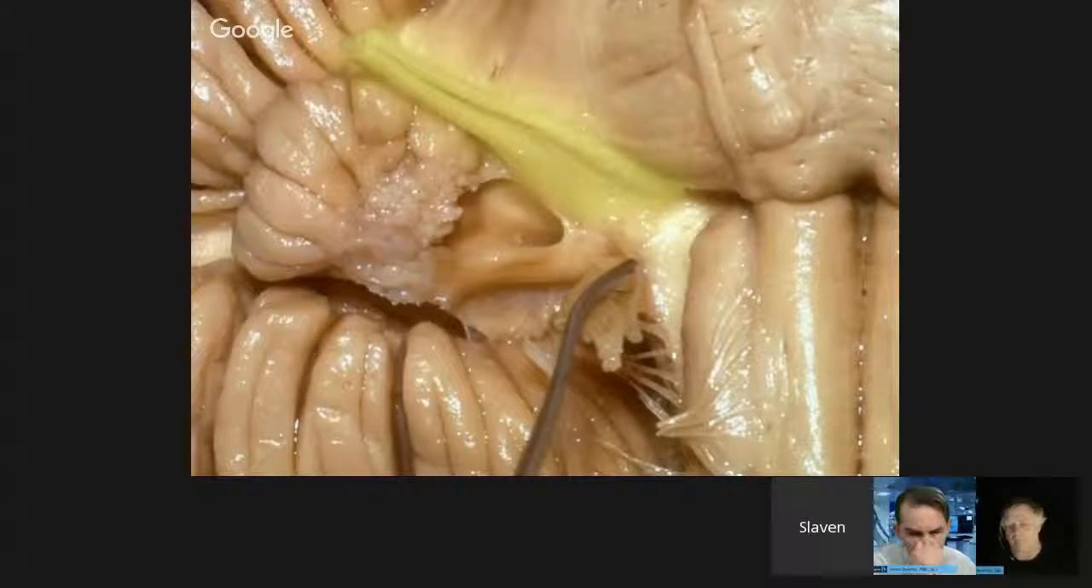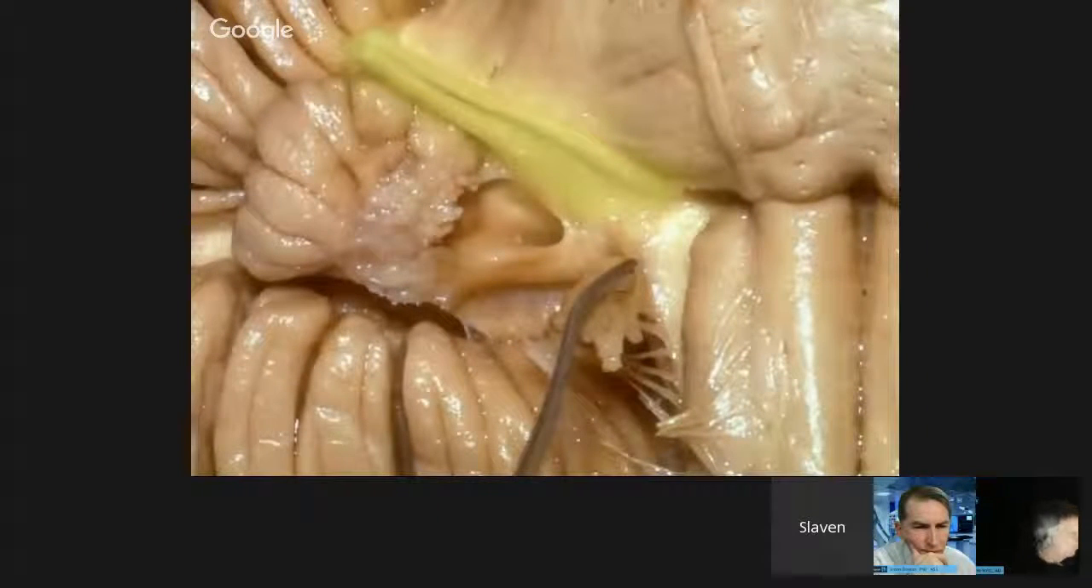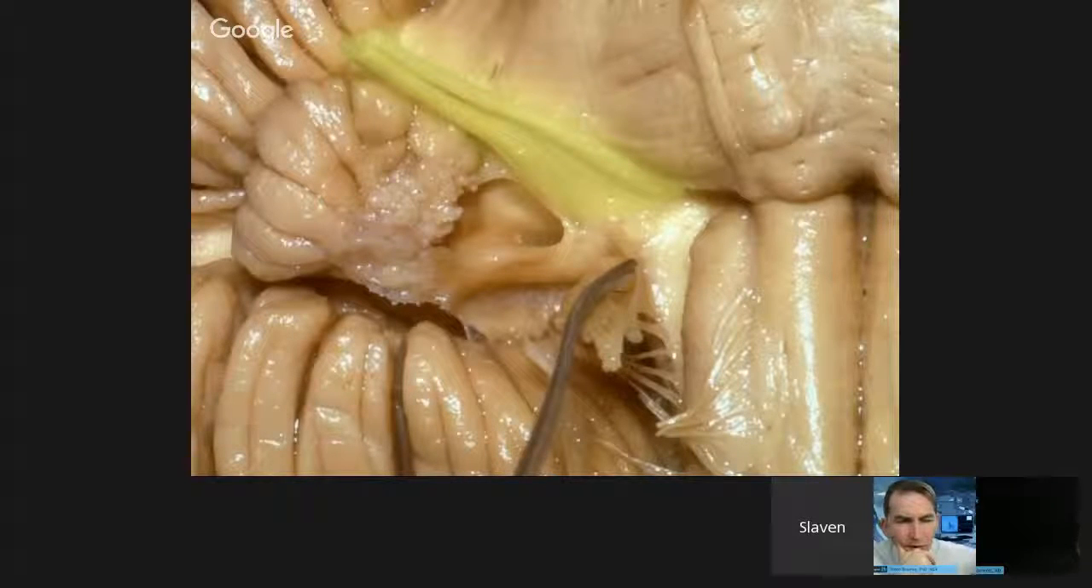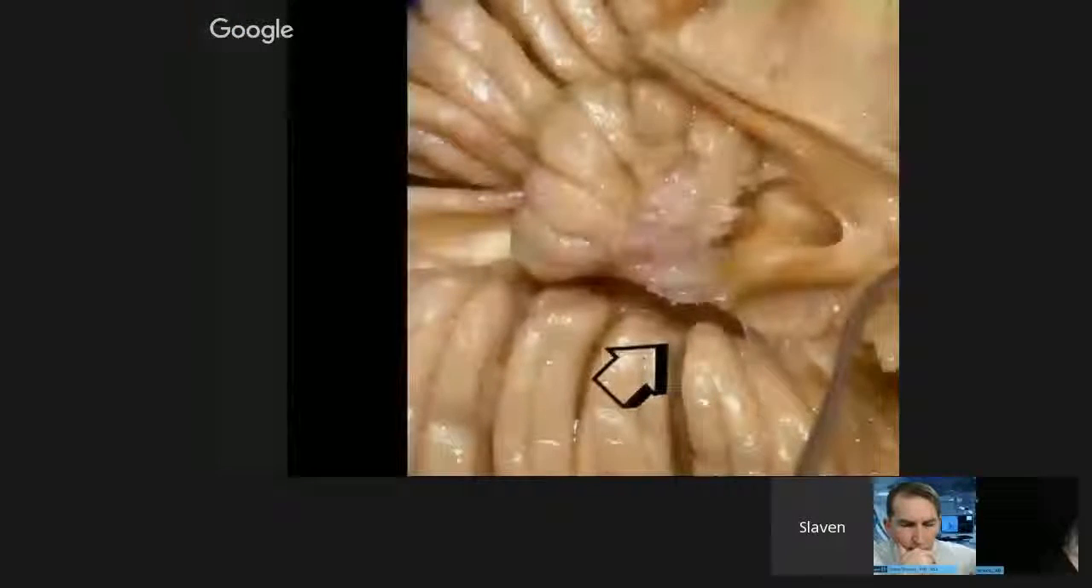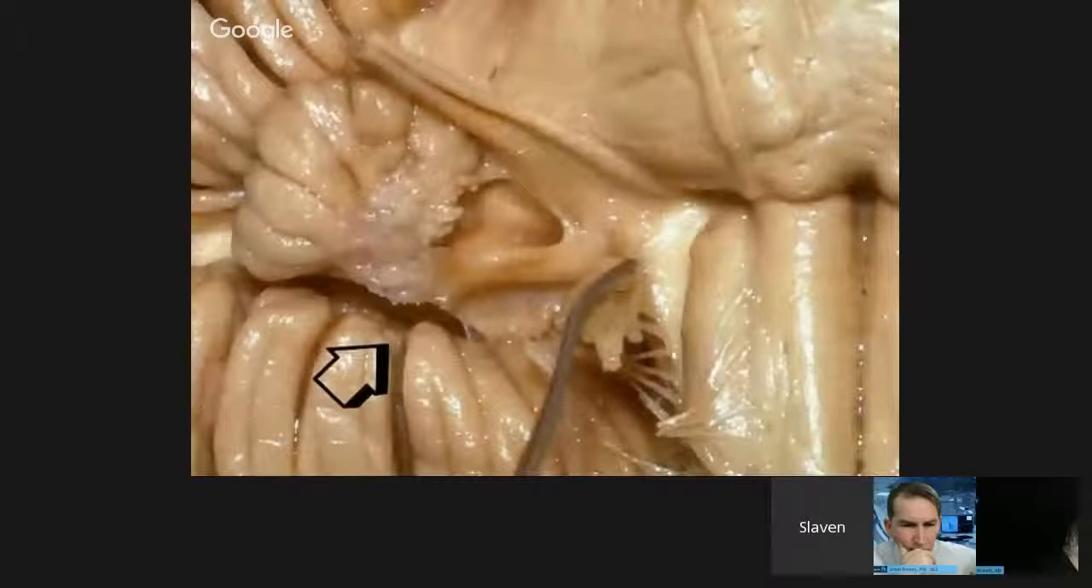The flocculus is on the left upper portion of your screen, the small bit of tissue in front of the cerebellum. And the nerves that are highlighted in yellow color are the 7th and 8th nerve, so facial nerve and vestibulocochlear nerve. Also, you can see here the choroid plexus, which is exiting the foramen of Luschka. And this arrow indicates the most common site of entering into the foramen of Luschka, just to indicate where it is positioned.